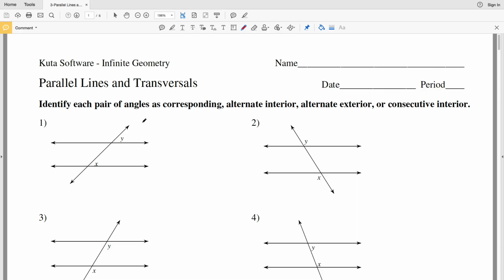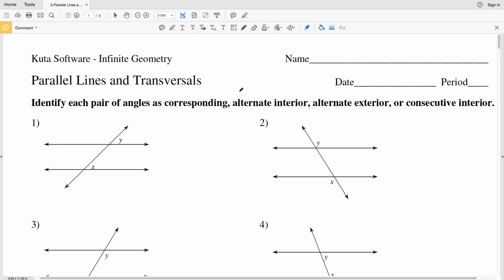Our initial directions are to identify each pair of angles as either corresponding, alternate interior, alternate exterior, or consecutive interior. Let's go over the definition for each of these four really quickly.